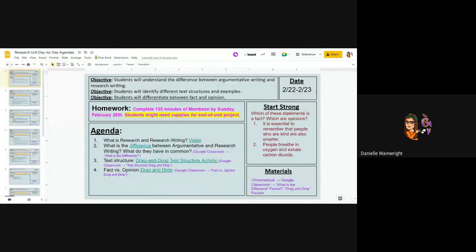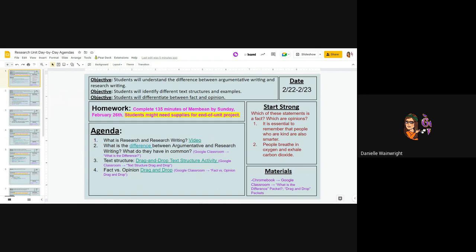So starting on the 20th, all my dates are wrong, but basically starting on Thursday, which I believe is the 23rd, students will start researching what is research and what's the research process. We'll watch a video. We'll talk about what's the difference between argumentative and research writing, which I think they actually will have down at this point because we are pretty far from that mentally in their brains. But also, what do they have in common? Because they do have some things in common.